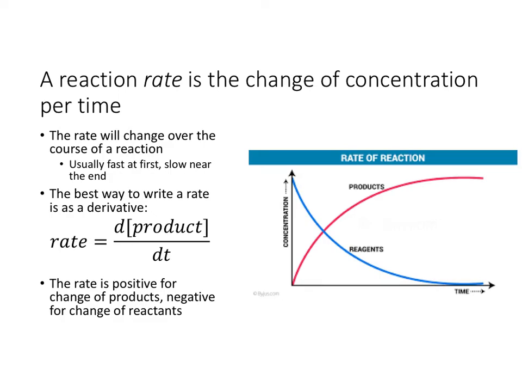All right, well, this slide just kind of reviews what we talked about on the previous video. We see that the rate of the reaction changes and that the rate itself actually is the change of the concentration of the product with respect to time. And it's the negative change of the concentration of reactant with respect to time.